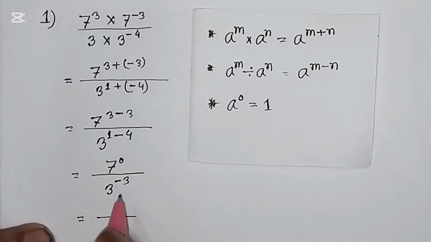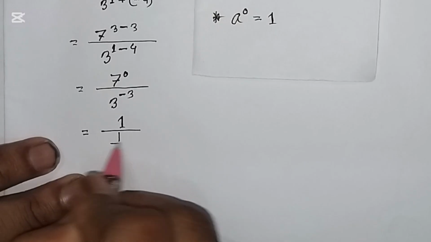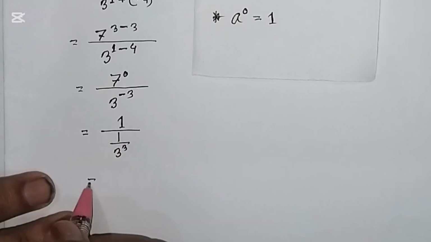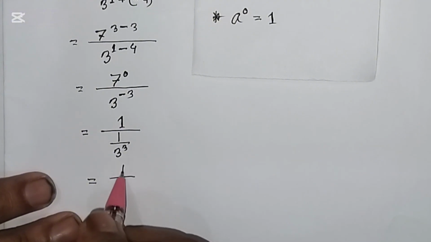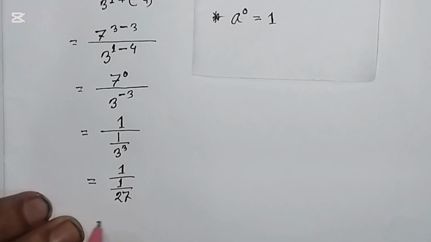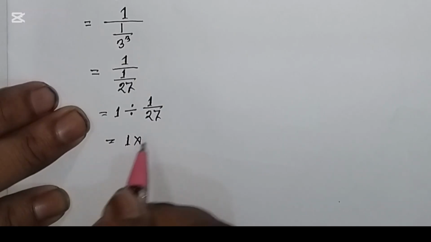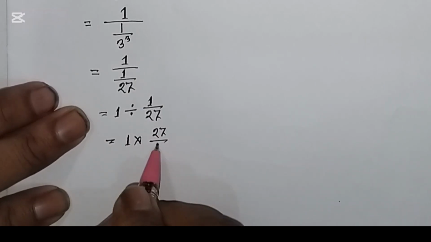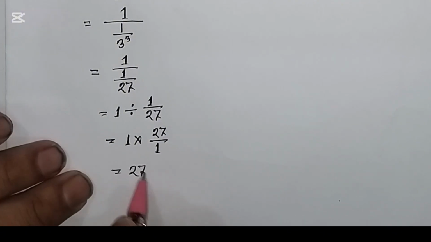3 inverse 3 is modified as 1 by 3 cube, equals 1 by the cubic value of 3, which is 27. Equals 1 divided by 1 by 27, equals 1 multiply 27 by 1, equals 27.